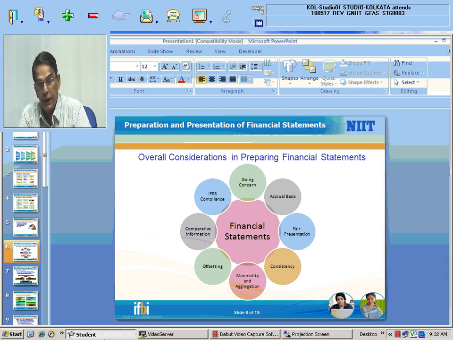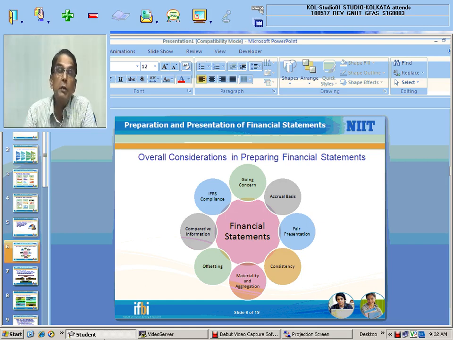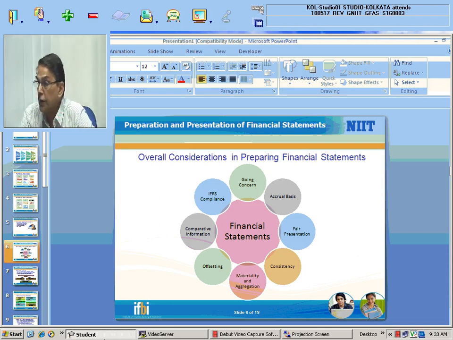Then consistency, another very important, consistency of presentation. Entities are required to retain their presentation and classification of items in successive periods unless an alternative would be more appropriate or if so required by a standard. So consistency of presentation requires that the reporting entities must retain their presentation and classification of items in successive periods. The same presentation and classification should be maintained in the successive periods unless an alternative would be more appropriate or unless it is required by a new standard. That is the meaning of consistency of presentation. That is a very important basis for preparation of financial statements.